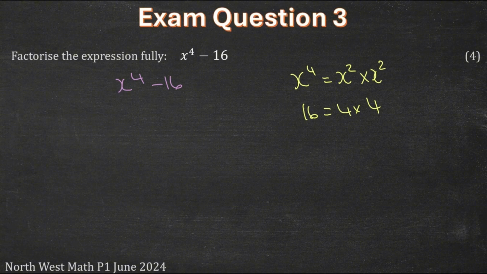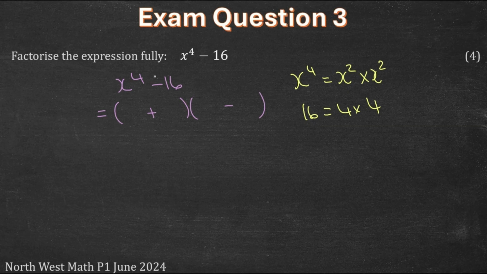It is not a difference of 2 cubes because x to the power of 4 and 16 are not both perfect cubes. Now that I know that this is a difference of 2 squares, I can use the difference of 2 squares method. So I open up 2 brackets. The one bracket gets a plus sign and the other bracket gets a minus sign. Now let's look at our first term, which is x to the power of 4. I need to find the square root for x to the power of 4.